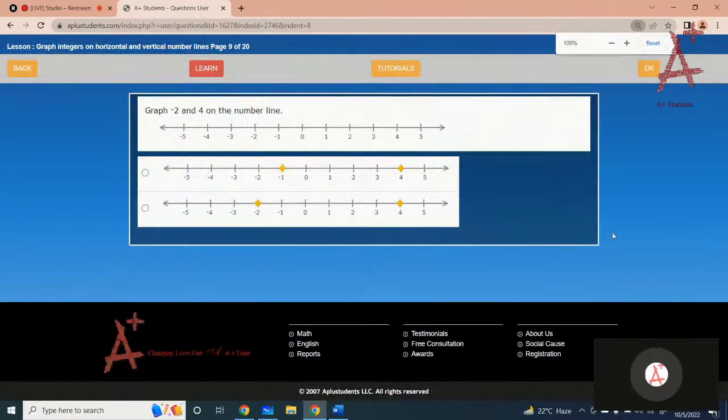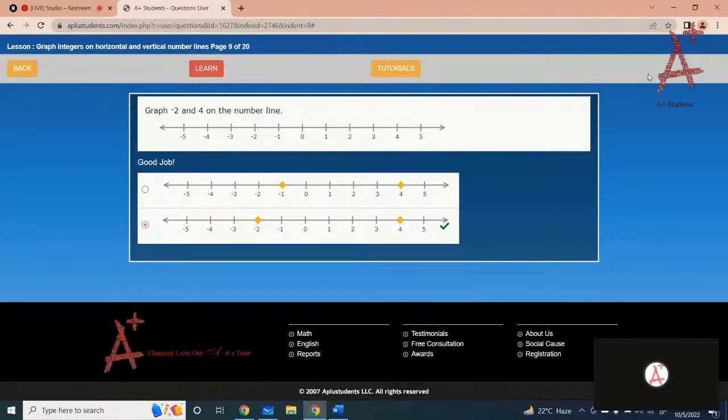Okay, which number line represents negative 2 and 4 on the number line? Yes, that's the second option, where here you have negative 2 and here you have 4. So that's the second option. Select the correct option and click on the OK button.